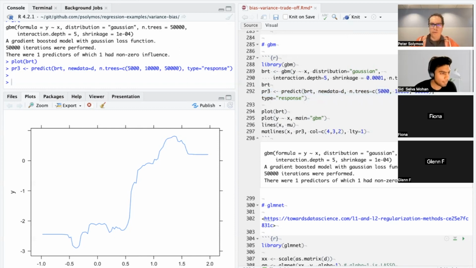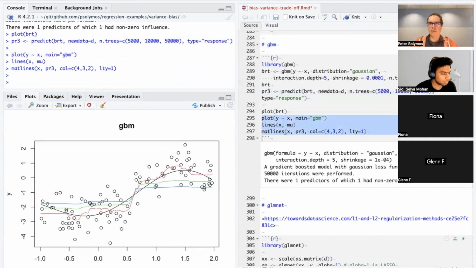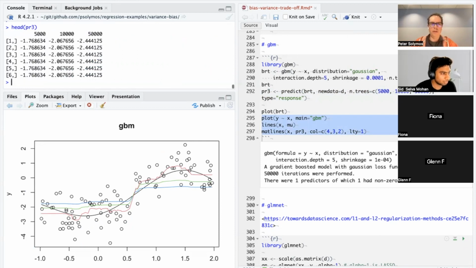So what we do here is plot our original relationship plus the predictions. And this matlines just takes all 3 columns, because head PR3, we have the prediction from 5,000 trees, 10,000, and 50,000 trees. You can see here that the 5,000 is very close to our previous, this is not a very good fit. I wouldn't be using it. But the red is kind of getting there. And maybe there is some scaling issue here.